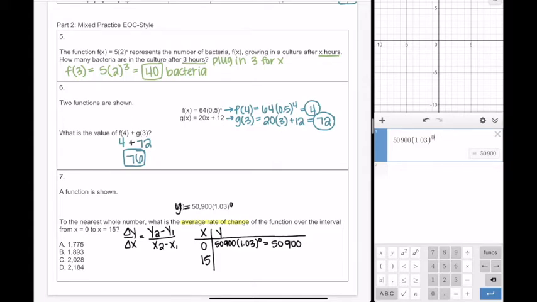Now we're going to repeat that process, but we want to know if x is 15, what is y? So we're going to take 50,900 times 1.03 raised to the power of 15. So in Desmos, I'm just going to backspace and make that a 15. Now we have a very large number. That's 79,300.54. I would just say 54 because we're going to round to the nearest whole number anyway.